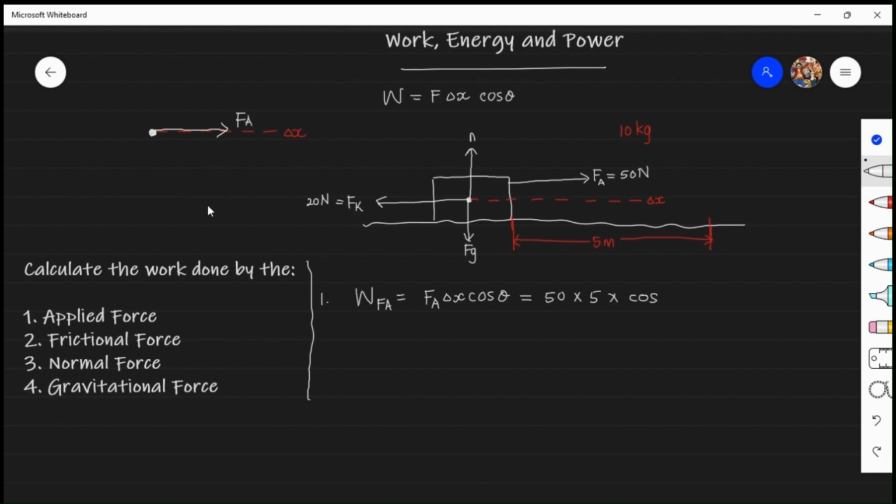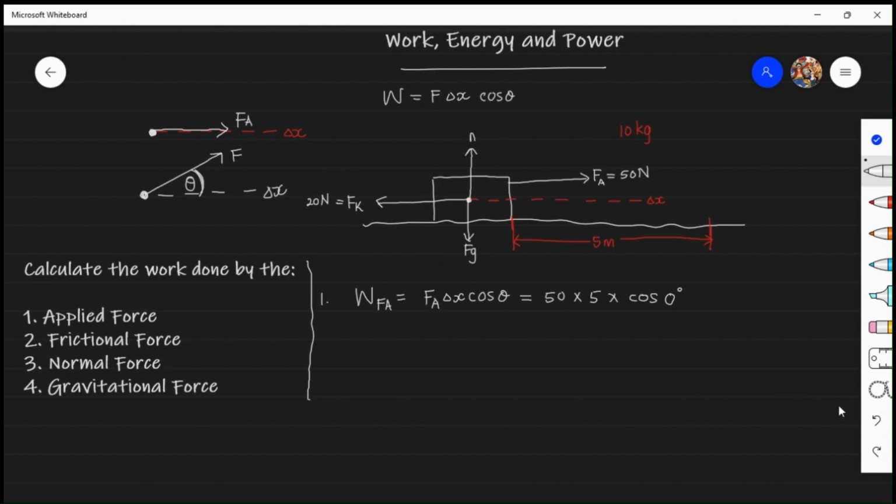Now, as you can see, our applied force and our displacement are moving in the same direction, and they're just next to each other or on top of one another. So you can see that there's no space in between the two vectors. So there's an angle of 0 degrees. If there were space between the two, this is what it would look like. So this space here would be our angle theta.